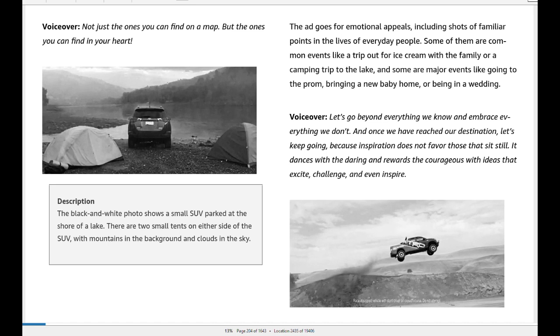Voiceover. Not just the ones you can find on the map, but the ones you can find in your heart.